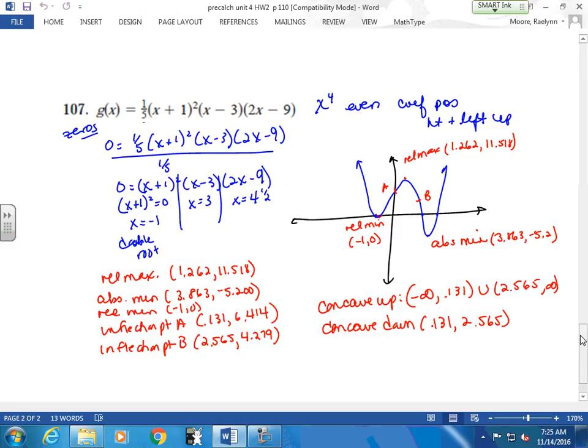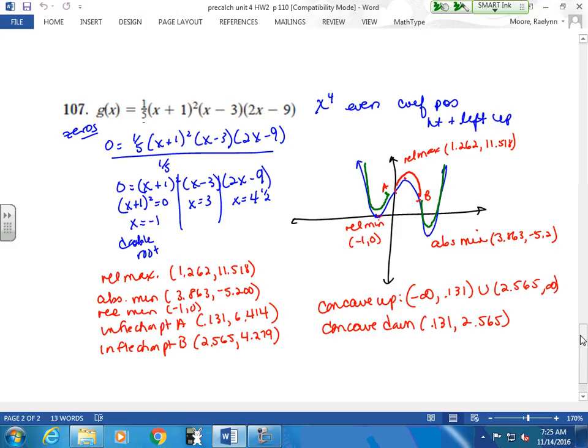Find the inflection. Take the average of the x's. Over here, average of the x's. So you got a lot of concavities going on. You got a concave up to here. From there, you got a concave down right in here. From there, you got a concave back up again.